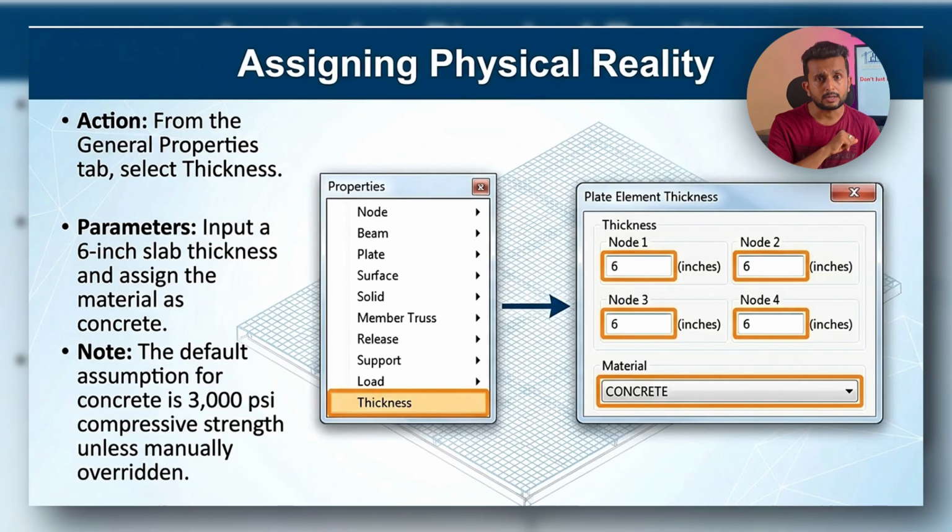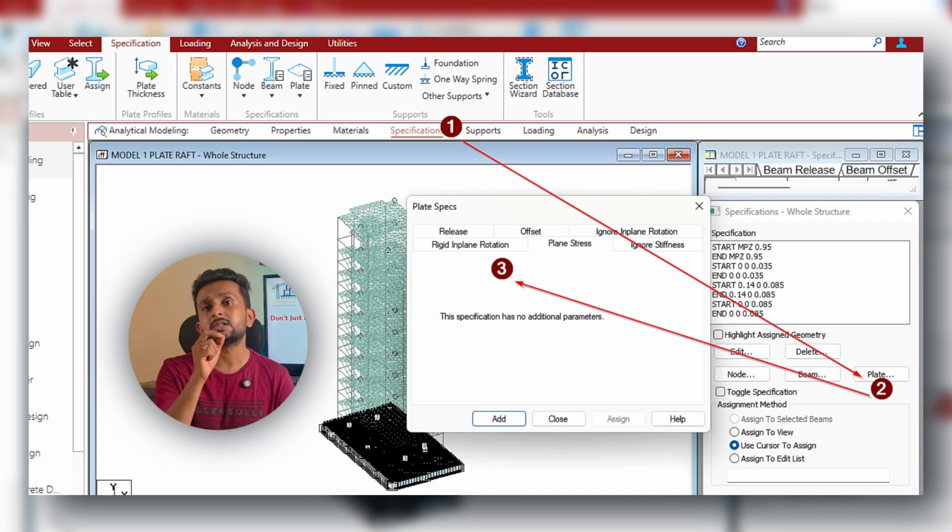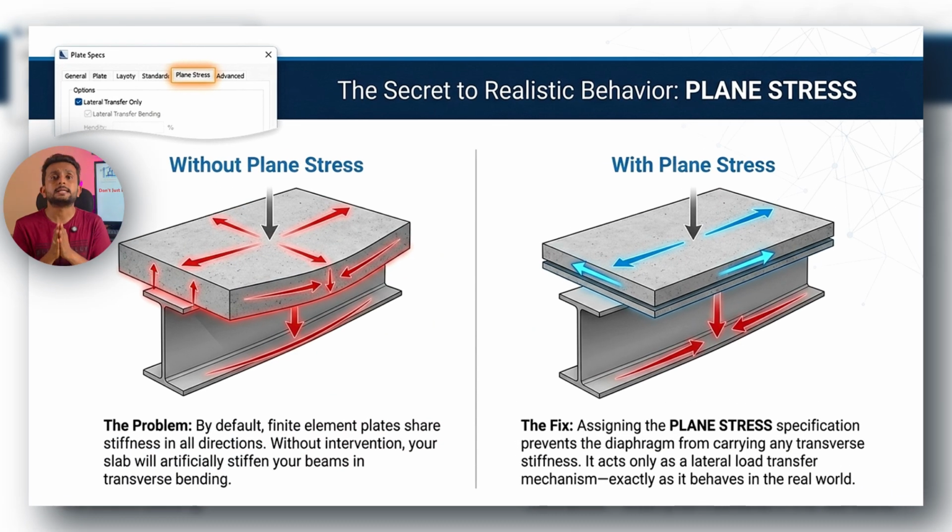Now comes the important part. Now assign the plate stress specification to every plate. See, this is the detail that makes the entire model behave correctly. Plane stress ensures the diaphragm carries no transverse stiffness, so it cannot accidentally share load with the beam members the way it should not in real life.